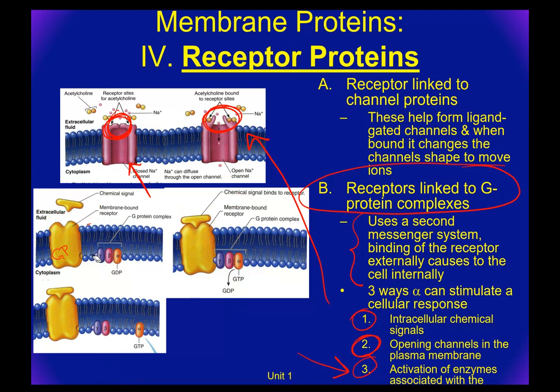Now, when the G protein, when Gru loses this, alpha comes back, beta and gamma come back, and we get back to this kind of reset position.